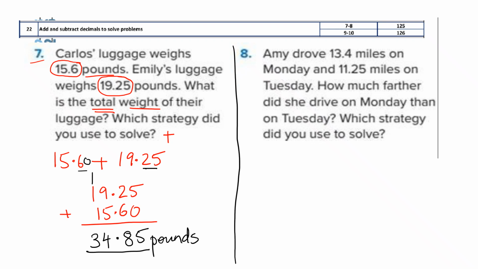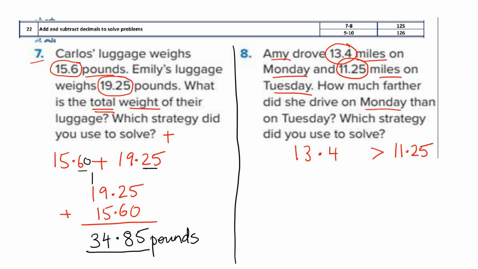Now let's go to another problem. Here again we have so many decimals. Let's see what we will do. Amy drove 13.4 miles on Monday and 11.25 miles on Tuesday. So for 2 days she is driving and on both days she is covering a different distance. How much farther did she drive on Monday than Tuesday? First I would like to ask you to compare the two decimals. One is 13.4, another is 11.25. Definitely 13.4 is more.